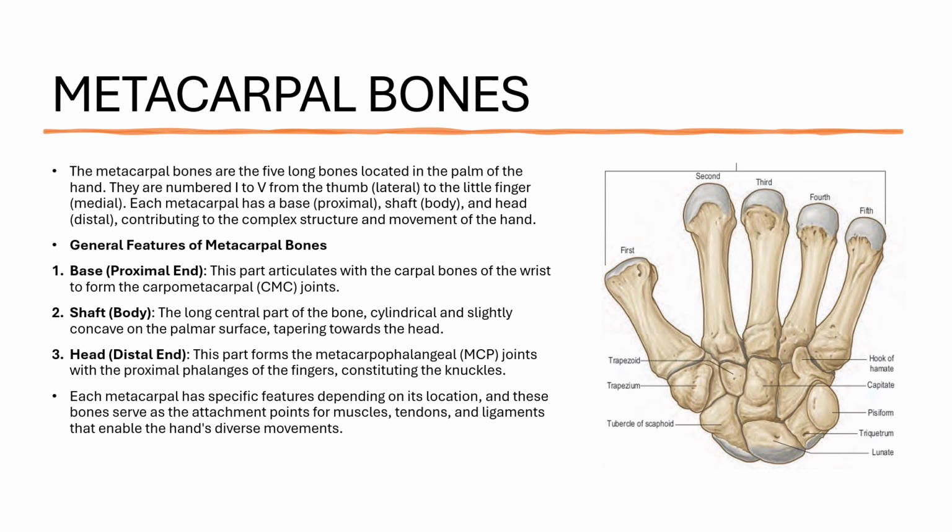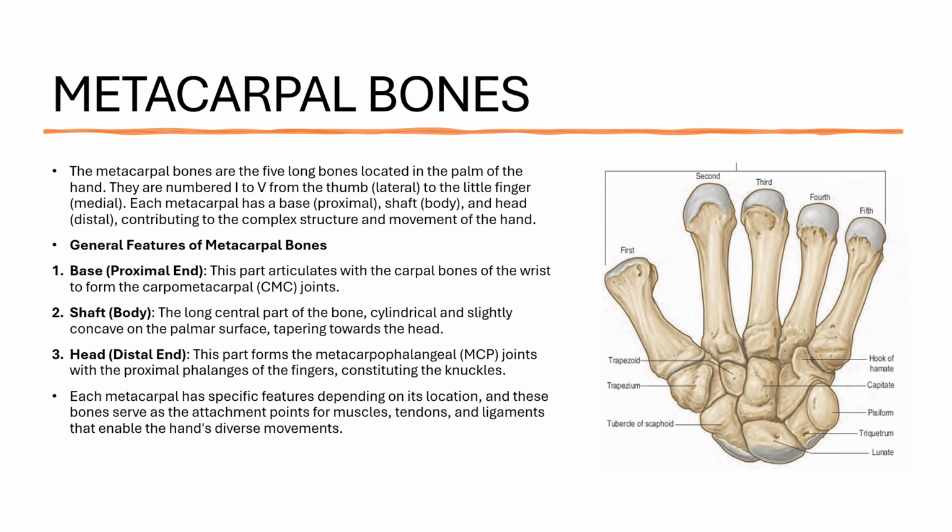The first one is the thumb, which lies toward the lateral side of the hand, and the little finger, the fifth metacarpal bone, lies toward the medial side of the hand. Each metacarpal has a base, the proximal part, a shaft, the middle part, and the head, the distal part, contributing to the complex structure and movement of the hand.